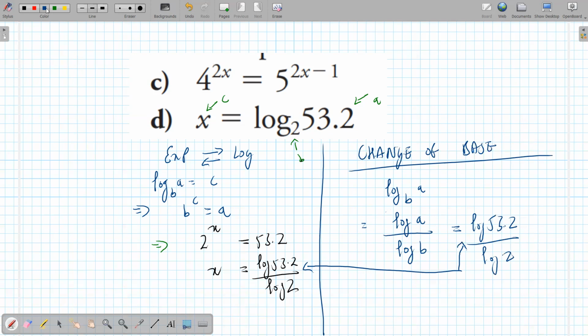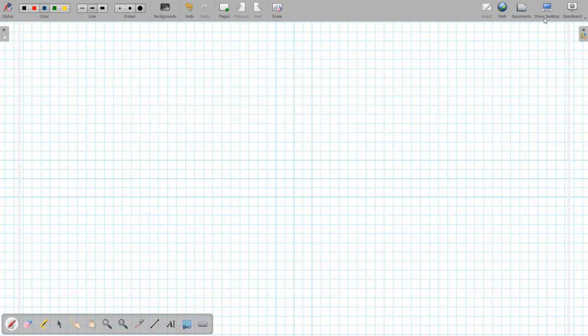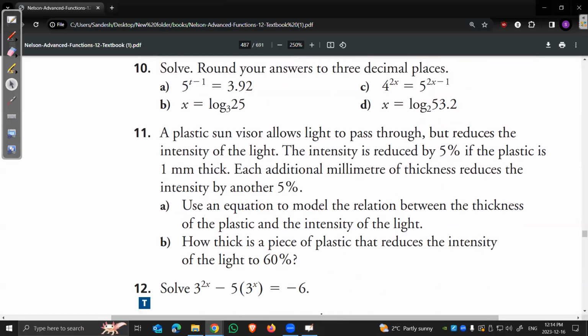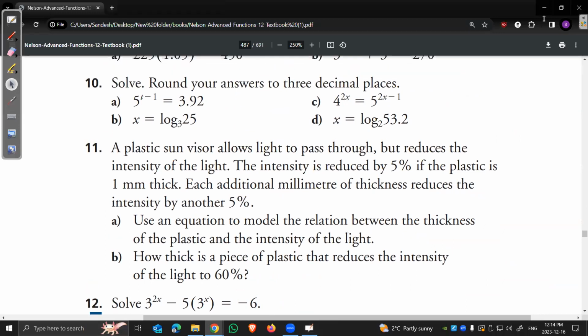Does that make sense? This is the crux of this entire chapter. To be able to go from one form to the other when needed. Not always you're going to be able to write one thing in terms of the other. So you have to be able to go back and forth.